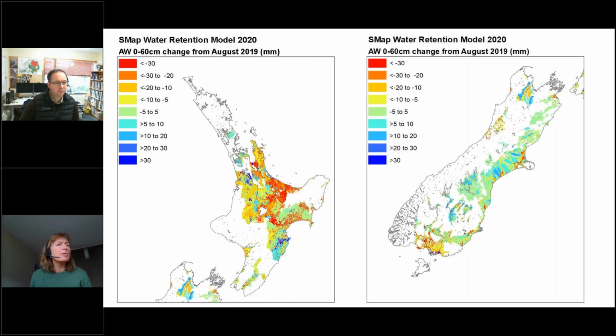A little bit different in the North Island. You can see a lot more of that red and orange and yellow where the PAW values have decreased. And that's because of the pumices here and the elephantix here have decreased in their PAW. Some increase over here in Hawke's Bay.